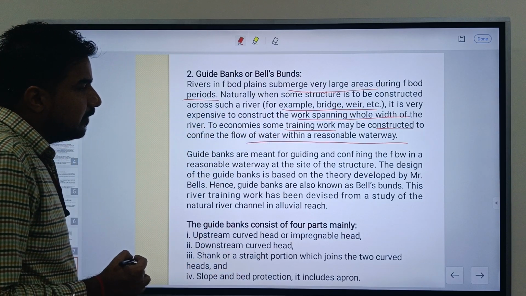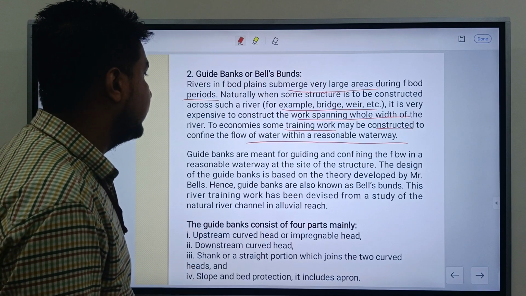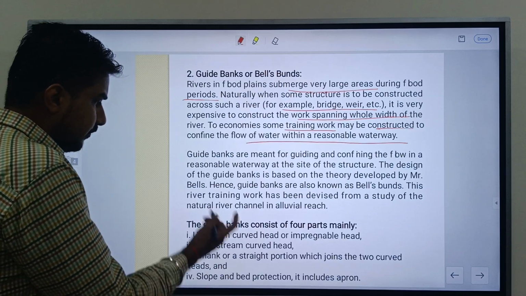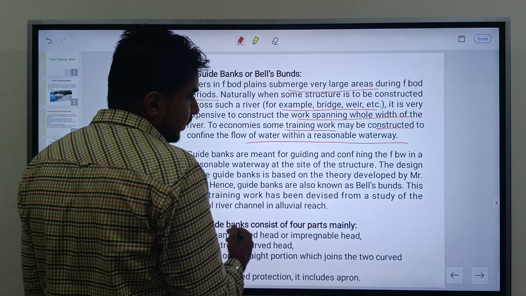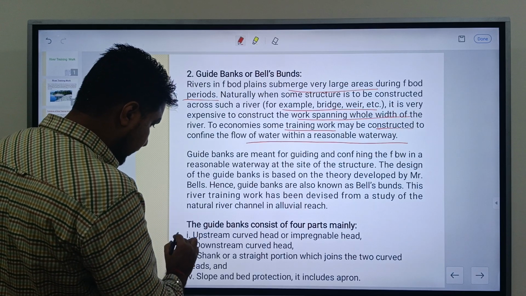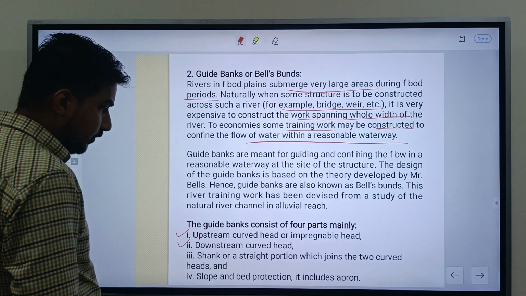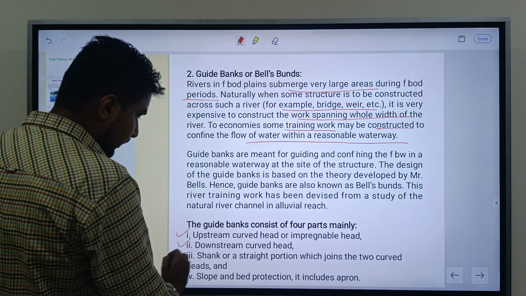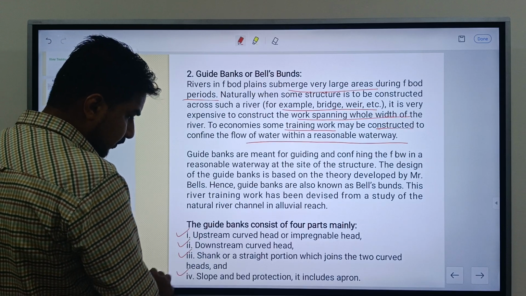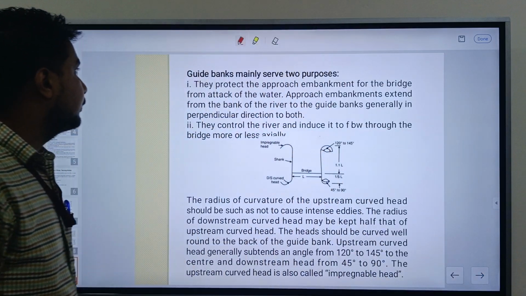Okay. Now the guide banks mean guiding and confining the flow between reasonable water levels at the side of the structure. These guide banks are divided into 4 parts. The first one is the upstream curved head. Second is the downstream curved head. Third is the shanks, and fourth is the slope and bed protection approach.